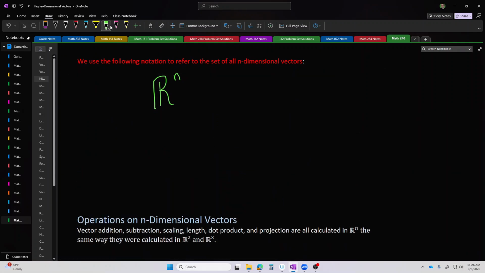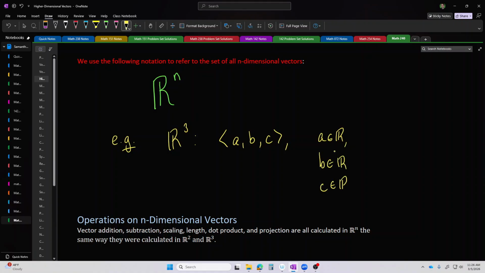So for example, if you see the notation R3, this is referring to all of the vectors that have 3 entries, A and B and C, where A can be any real number, B can be any real number, and C can be any real number. So R3 is the set of all possible vectors with 3 entries.